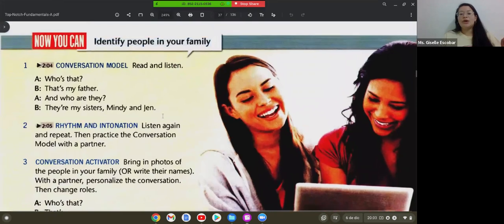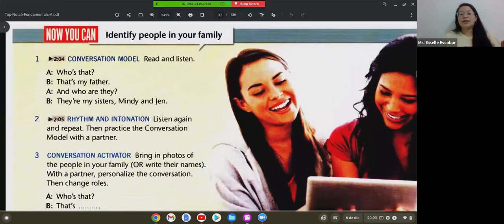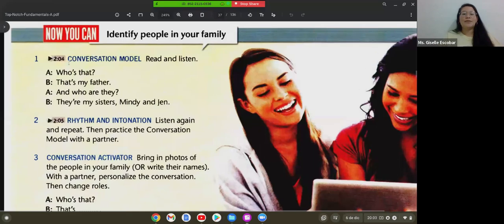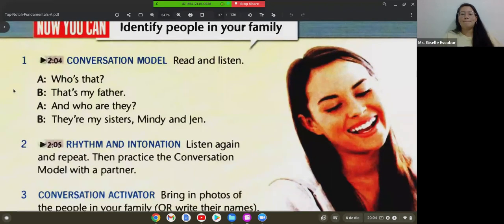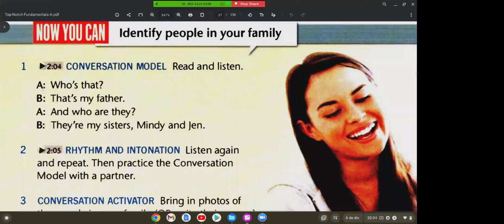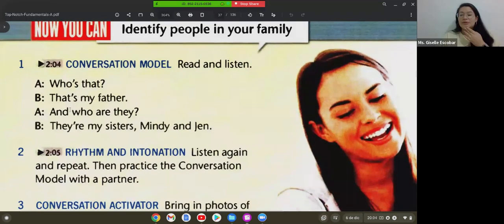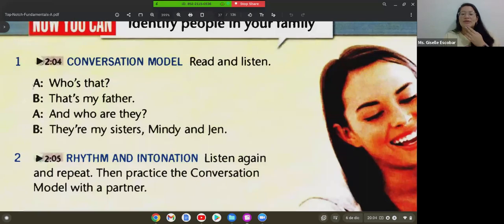So listen, guys, now we're going to practice the conversation with a partner. So we're going to work, let's see, boys and girls, Cristobal and Brian, and I'm going to read the conversation with Erika. Just read the conversation model, okay? Cristobal can be letter A and Brian letter B. And then we're going to change roles. Brian is going to be letter A and Cristobal letter B.